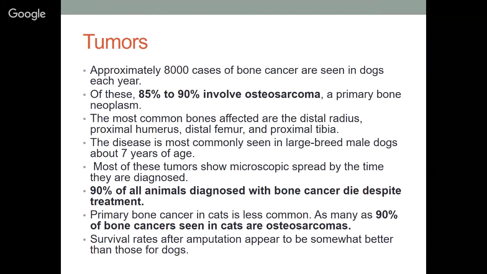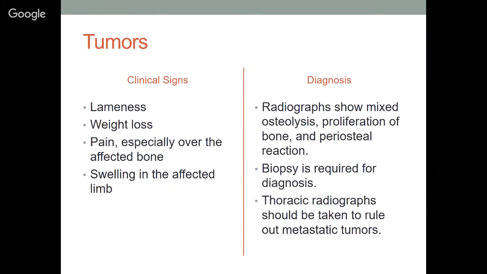Primary bone cancer in cats is less common. As many as 90% of those bone cancers seen in cats are also osteosarcomas. Survival rates after amputation appear to be somewhat better than those for dogs. So we will always recommend that we amputate the limb as quickly as possible. If we see it in a dog or a cat, we do have longer survival rates for both of those animals, but it's better for cats than dogs.